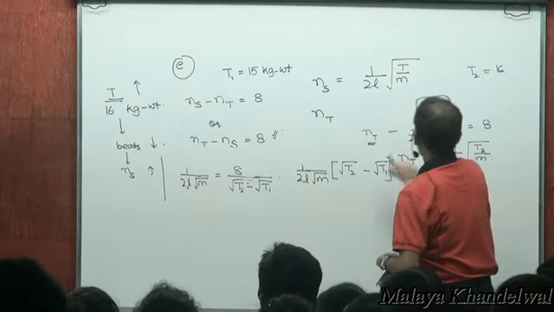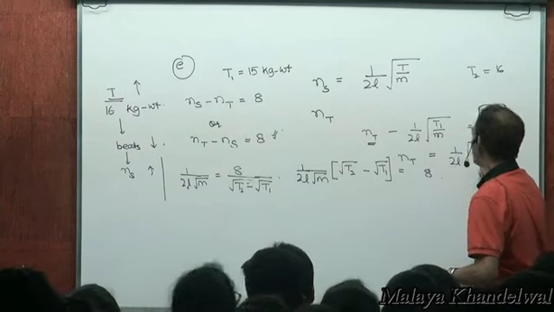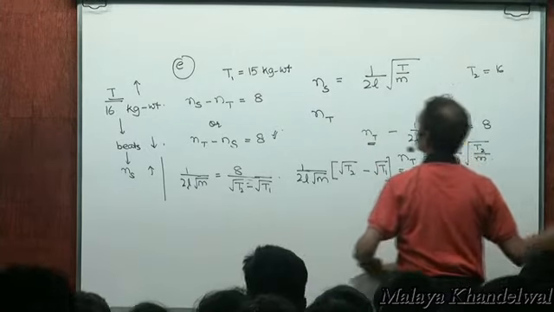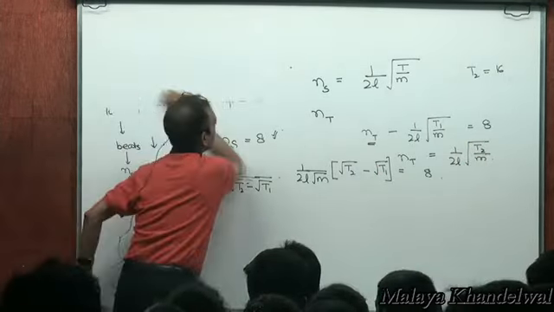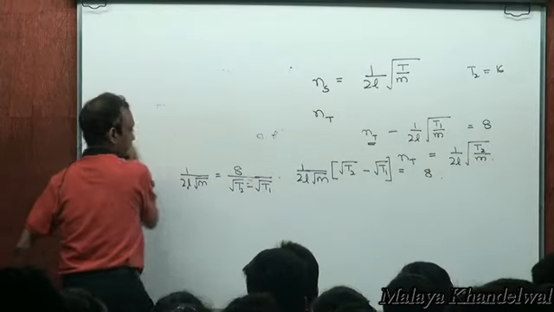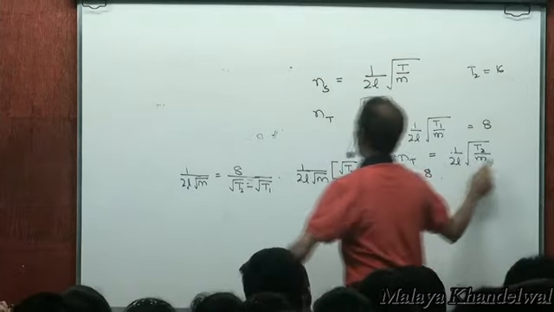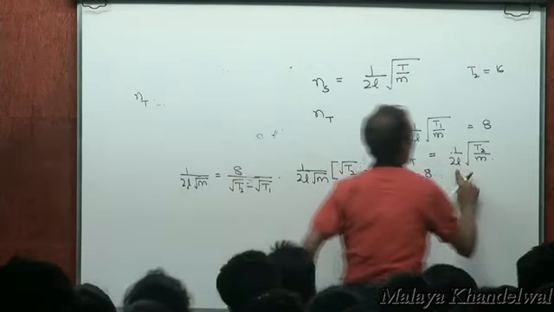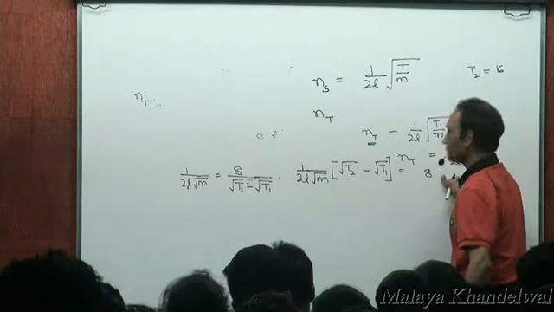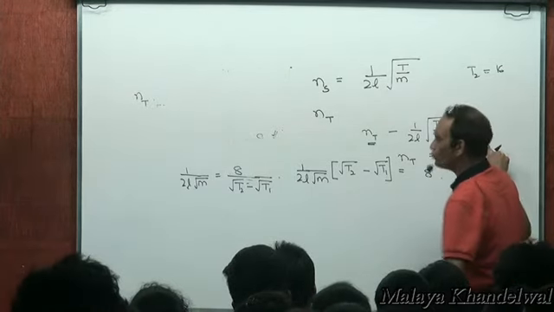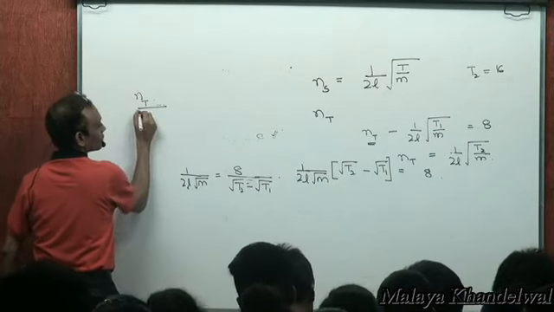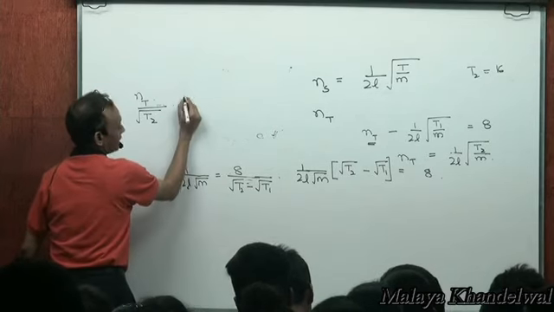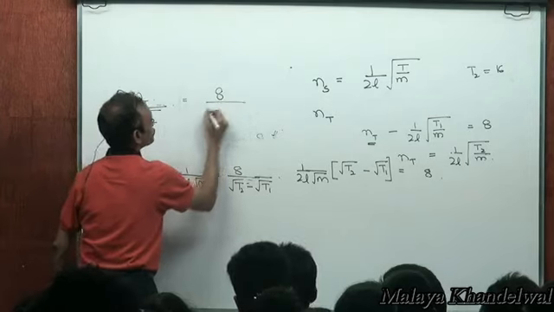What we need is NT. So now come back to this. This 1 by 2L root M can be plugged into this, right? So 1 by 2L root M is NT. See, this 1 by 2L root M can be written as NT by root T2. So NT by root T2 is 8 divided by root T2 minus root T1.